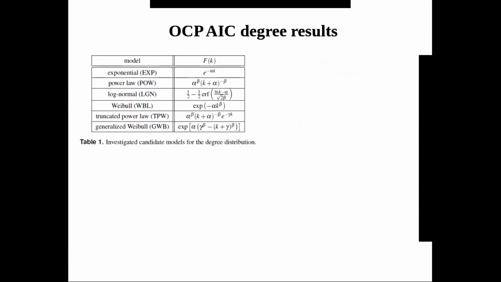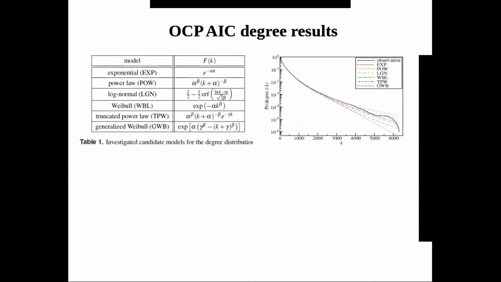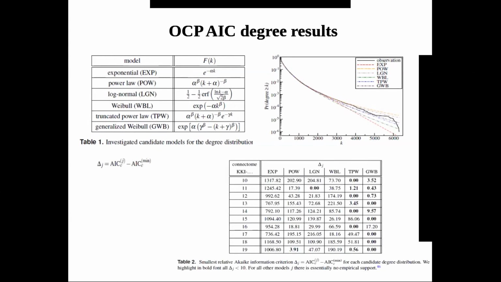So here are some details of the graph degree analysis. We tried different models: exponential, power law, log normal, Weibull, truncated power law, and generalized Weibull. Here are the functions, and here are some examples of the fitting of the observation and different functions. And we measure this AIC number, and delta AIC is just the AIC measure with respect to the minimum value, which is plotted in this table for different connectomes.